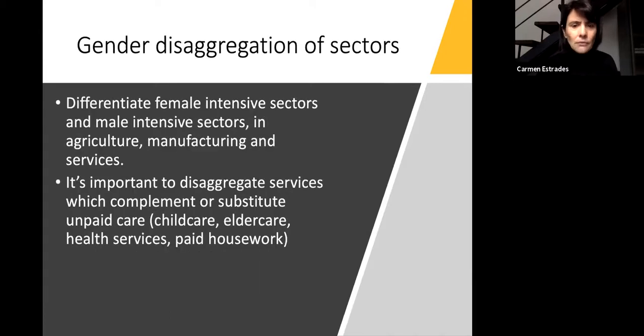For sectors, it is also important to consider, of course, the characteristics of the country that we are analyzing, but we usually differentiate female-intensive sectors and male-intensive sectors. And of course, it is very important to disaggregate services which complement or substitute unpaid care, such as childcare, elder care, health services, and also paid housework.